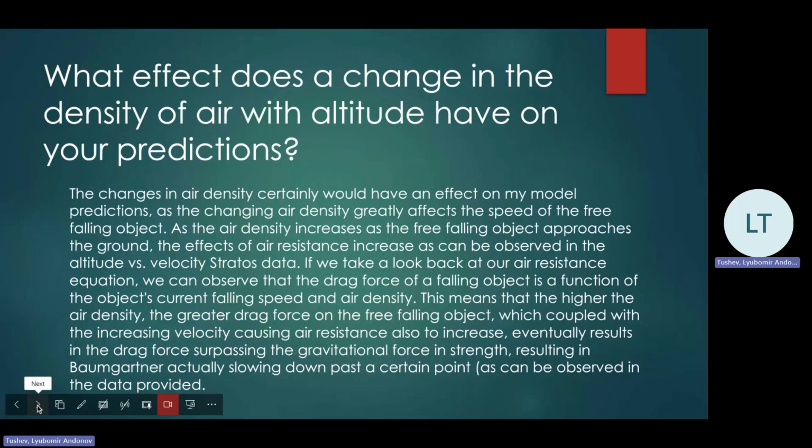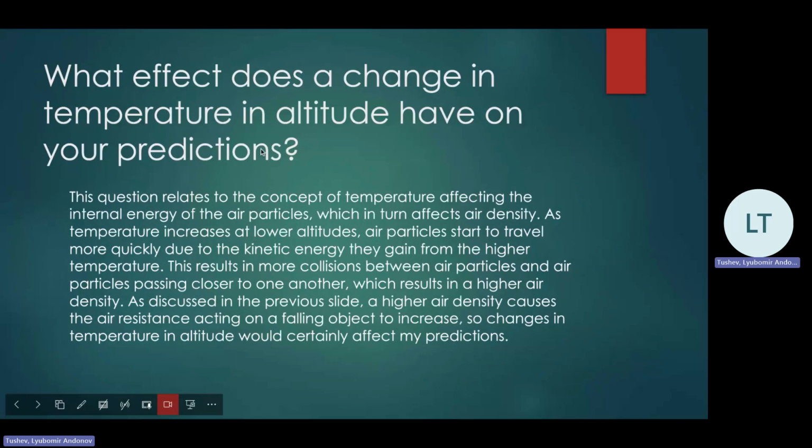And also what effect the temperature change with altitude has on my predictions. Basically, this boils down to the fact that higher temperature at lower altitudes results in the air particles moving around quicker, resulting in more collisions and a higher air density, which, as mentioned earlier, results in higher air resistance. So, if I was to account for the temperature change as well with altitude, then the air resistance would be even greater at lower altitudes.